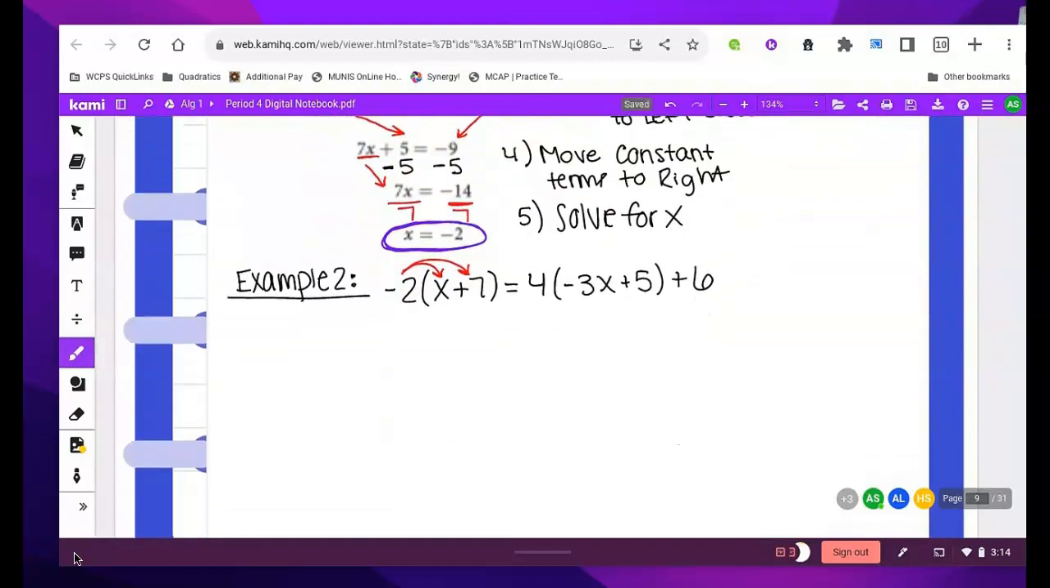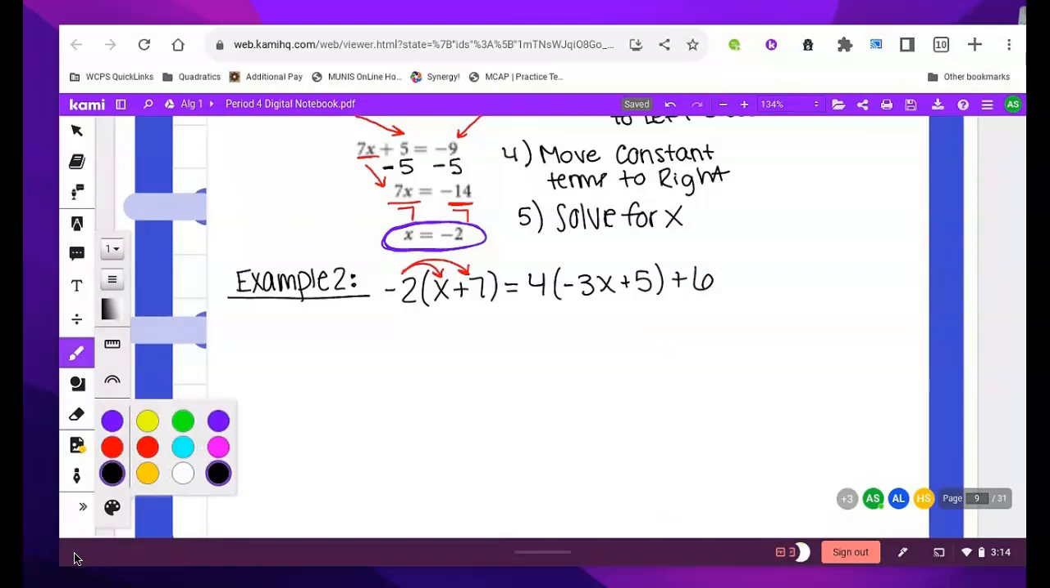Negative 2 times x gives me negative 2x. Then I have negative 2 times 7, which is negative 14. Okay, now we're to the other side of the equation.